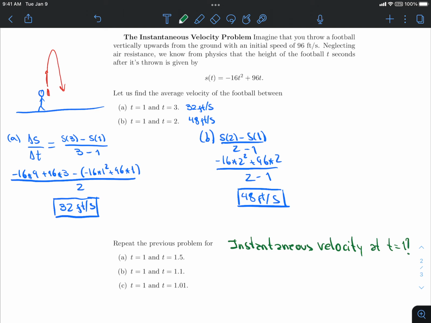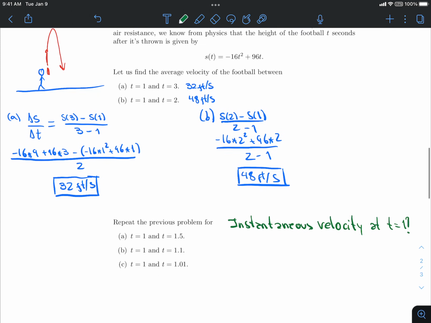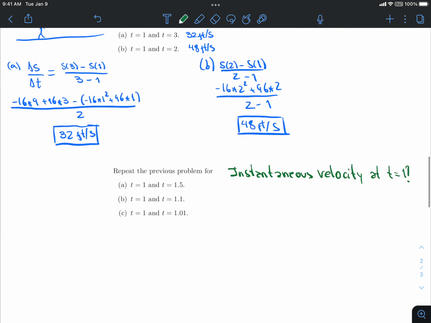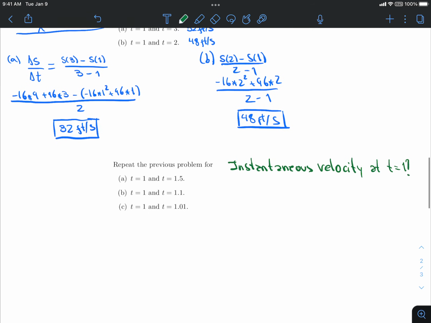So I proceed like this. I take this time interval, which we're going to call delta t, or change in t, and I make it smaller and smaller. So I'm going to repeat the same problem, but now with t equals 1 and t equals 1.5. That will be s of 1.5 minus s of 1 over 1.5 minus 1. Same thing as before: you plug in 1.5, just like you did with 3, and you plug in 1. I'll just do it directly with my calculator. That's going to be 56.